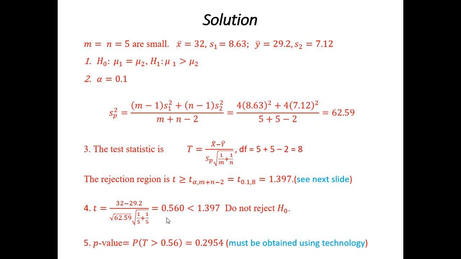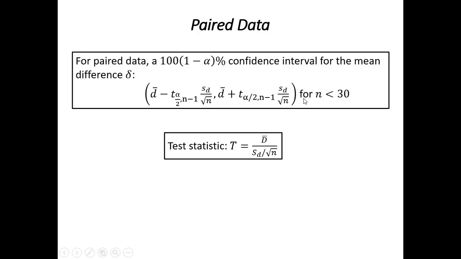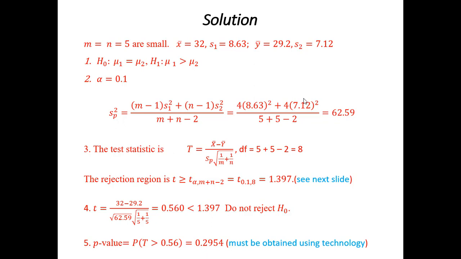The p-value here, you really can't get using the table because our t-value is 0.56. If I look at degrees of freedom, you can't find 0.56 anywhere in here. So we will simply be satisfied by using a p-value obtained from technology. It would be 0.2954. You could get this using either R or Excel.